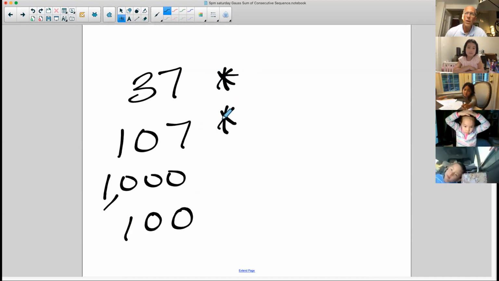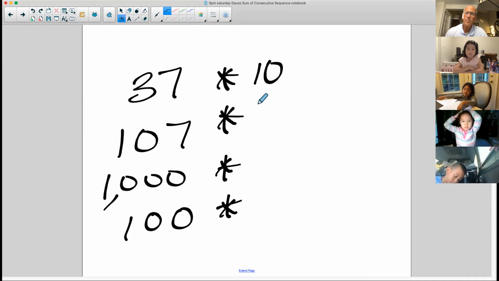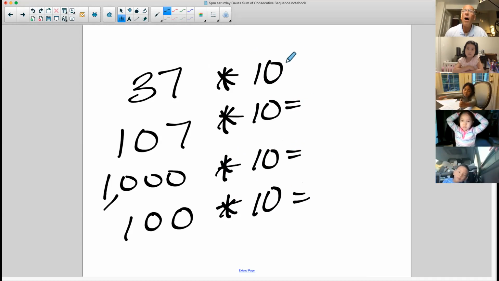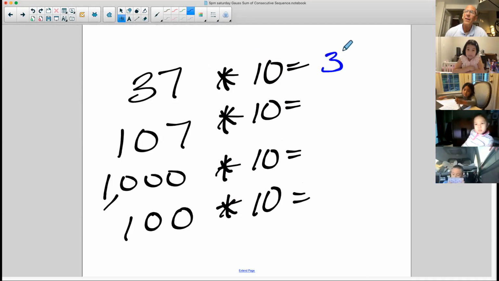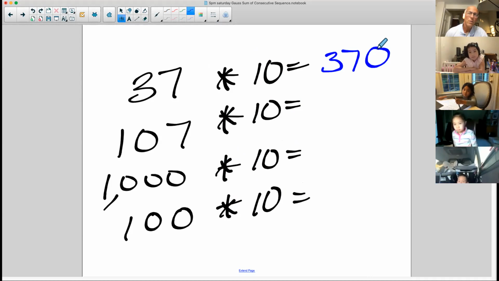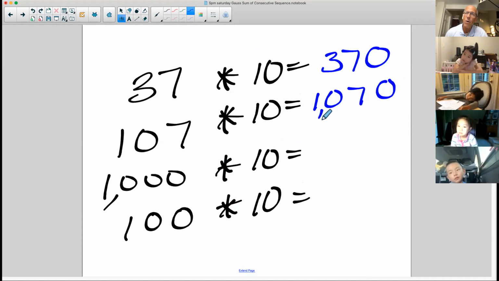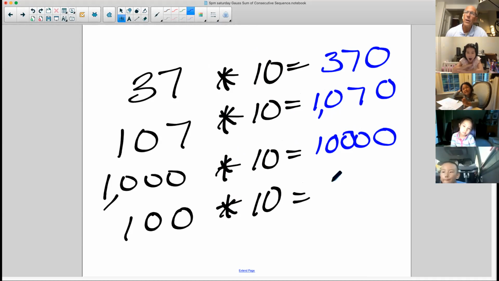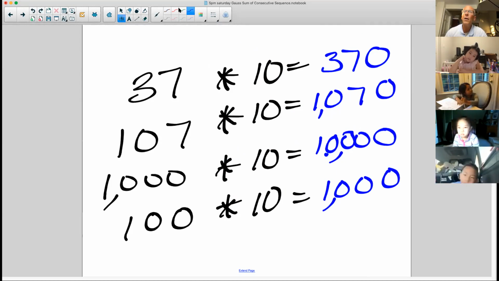Everybody look what happens when we multiply your numbers by 10. Watch what I'm going to do. Are you ready? Give me a 37 and tack on a 0. Give me a 107 and tack on a 0. Give me a 1,000 and tack on a 0. Give me a 100 and tack on a 0. What are these answers? Everybody go.